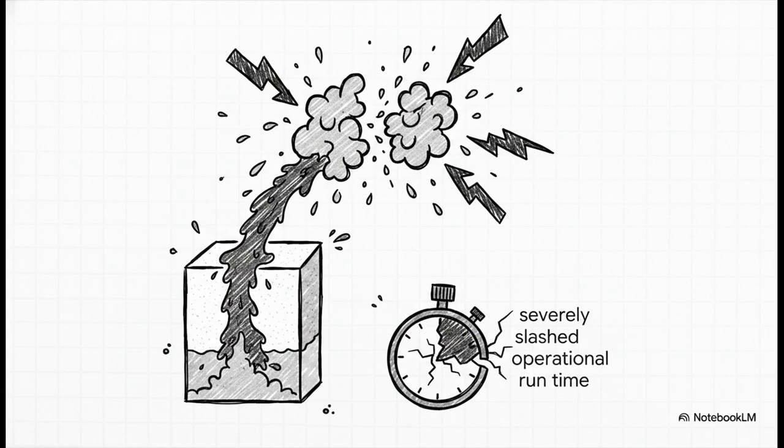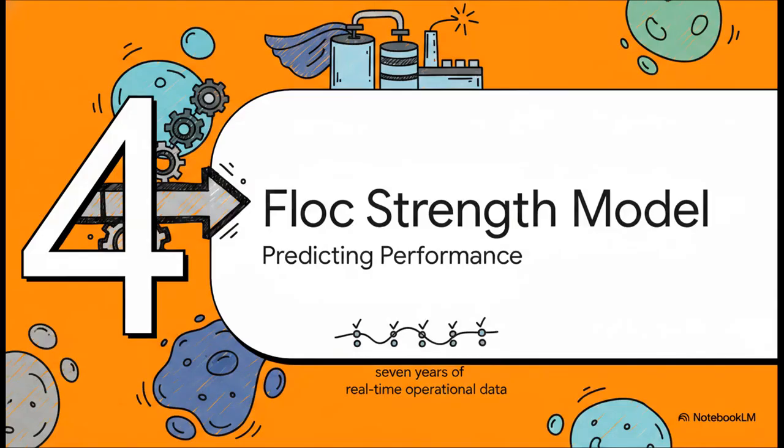When this happens, a filter's runtime is absolutely slashed. Instead of running efficiently for over 40 hours, the filter just chokes in under 20 hours and needs an immediate, super costly backwash. Not good. Which brings us to Section 4, the flock strength model.